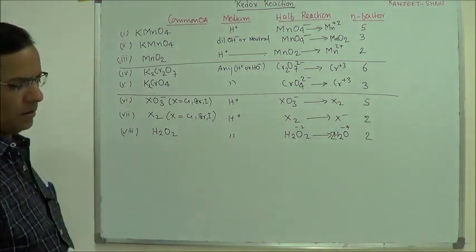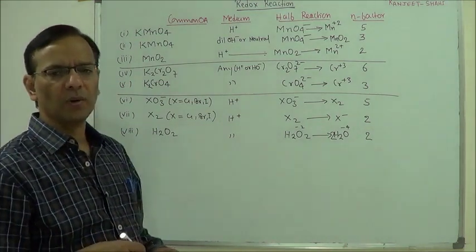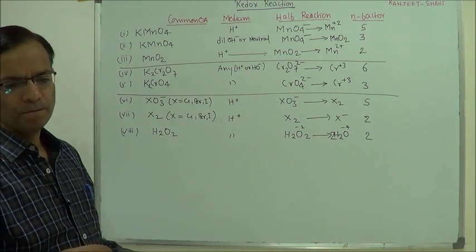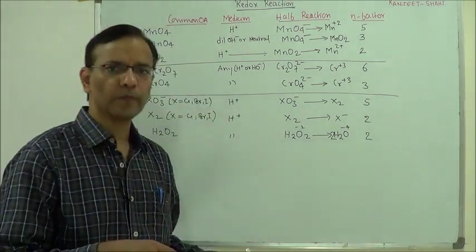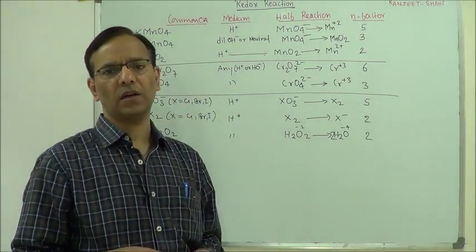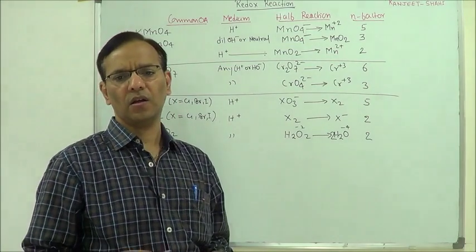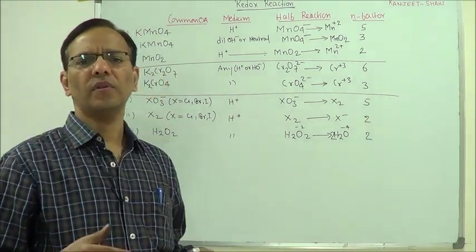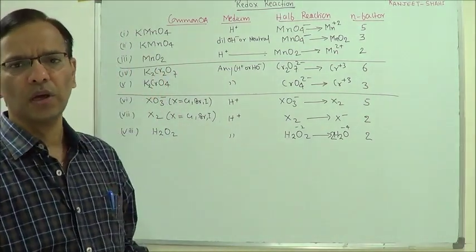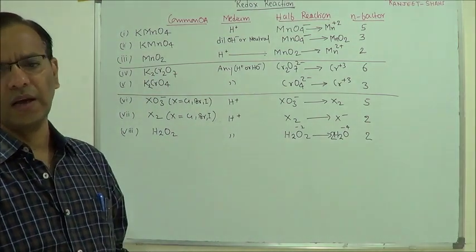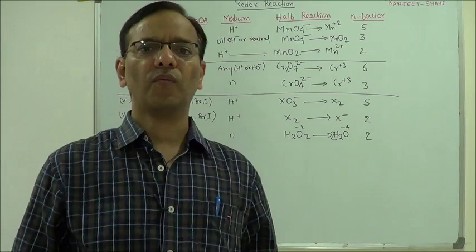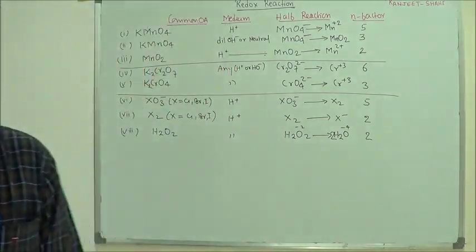So these are some of the common oxidizing agents which we need to remember or learn, because if these reagents come, then information will not be given as to what the products are, what the N factor is for the reactions.